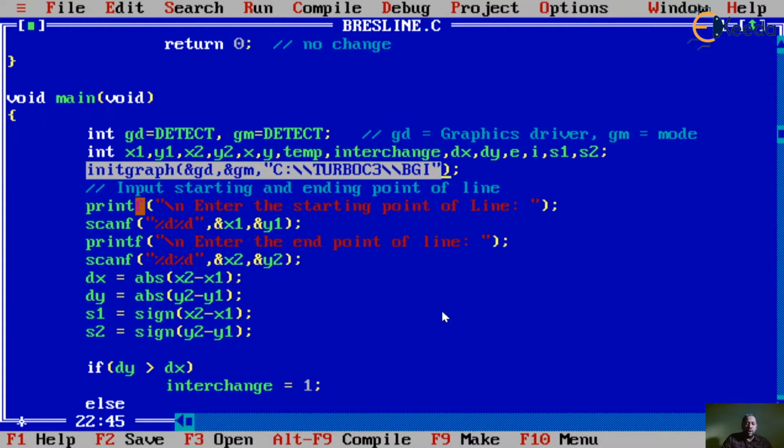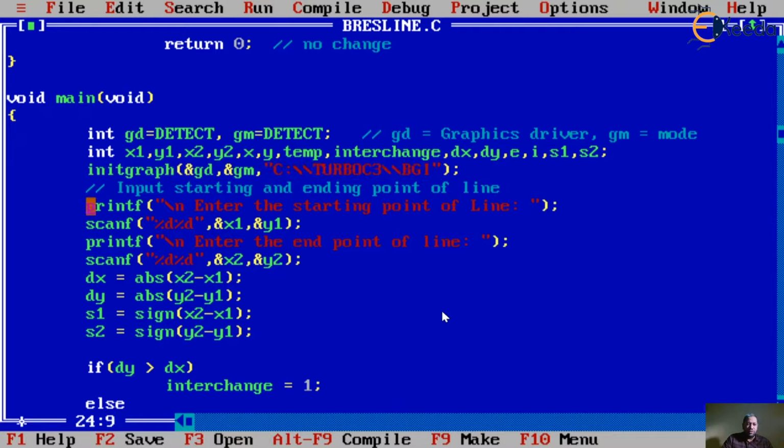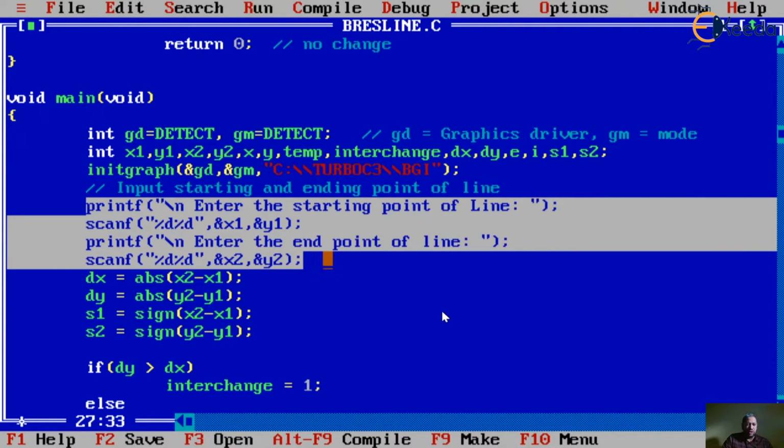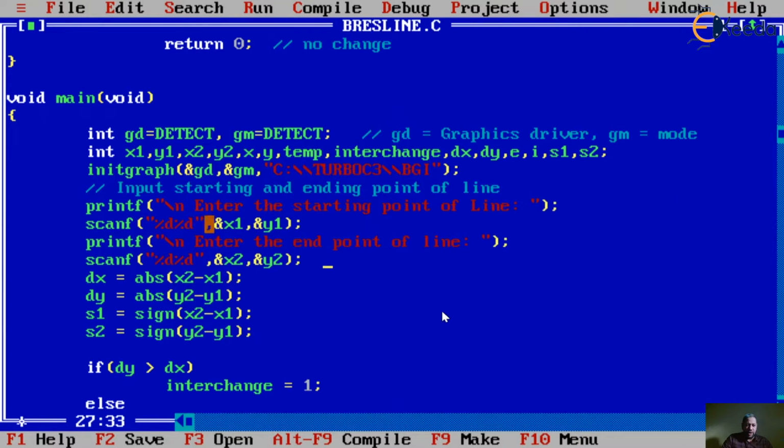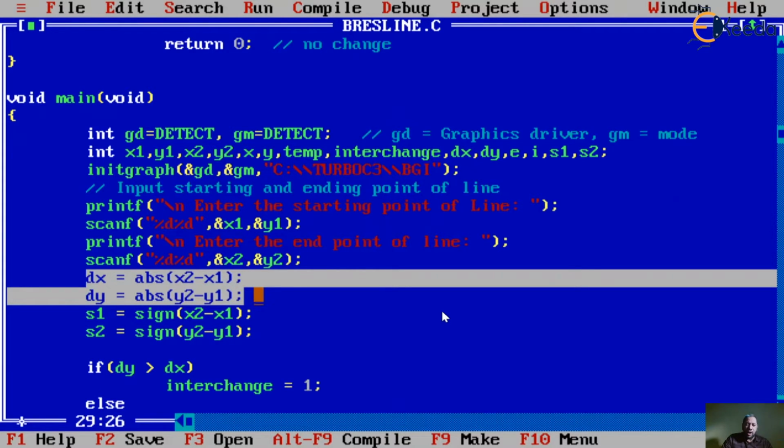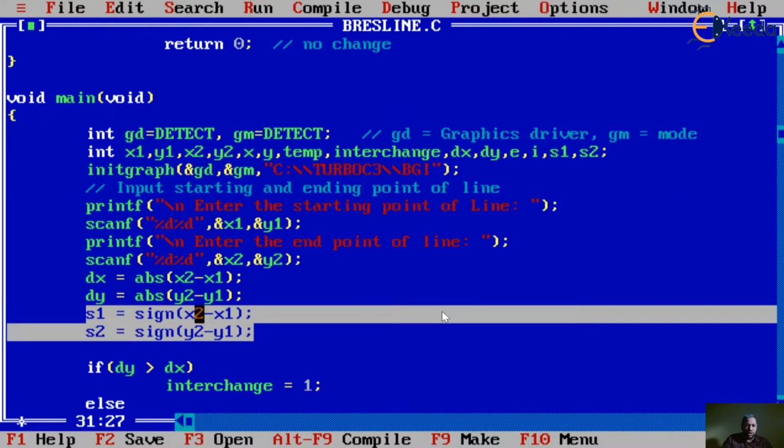Now the first thing we are going to do is take input of the starting and ending point of the line. We are going to take the input of x1, y1 and x2, y2 using printf and scanf. So here I take ampersand x1, comma, ampersand y1, meaning the starting point of the line, and here we take the end point of the line. Clear? Now we calculate dx and dy. The values of delta x and delta y are calculated: absolute x2 minus x1, absolute y2 minus y1. Then we calculate s1 and s2 as per our algorithm. S1 is equal to sign of x2 minus x1 and s2 is equal to sign of y2 minus y1.